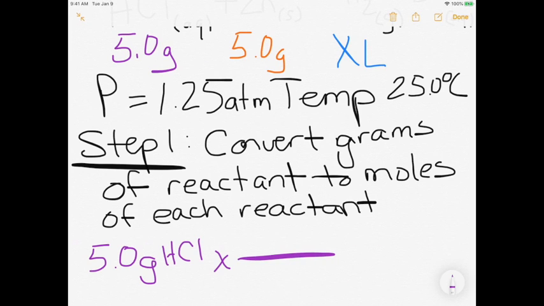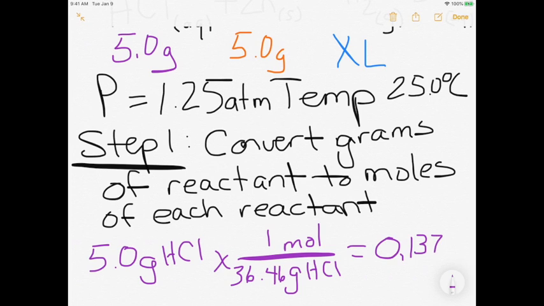We need to get to moles of HCl, so we need 1 mole on top, and then HCl is going to be on bottom. So I have 35.45 plus 1.01, so we're going to have 36.46 grams per 1 mole. I'm going to take my 5 and divide that by 36.46, and what I get is 0.137 moles of HCl.